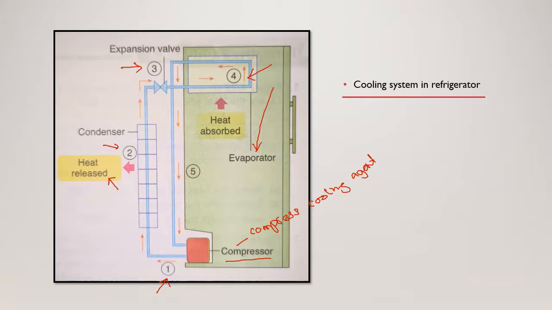Okay, now we move to section number 5. The cooling agent flows out from the evaporator to the compressor. Dia akan bawa tadi haba tadi, dia akan bawa kepada compressor.